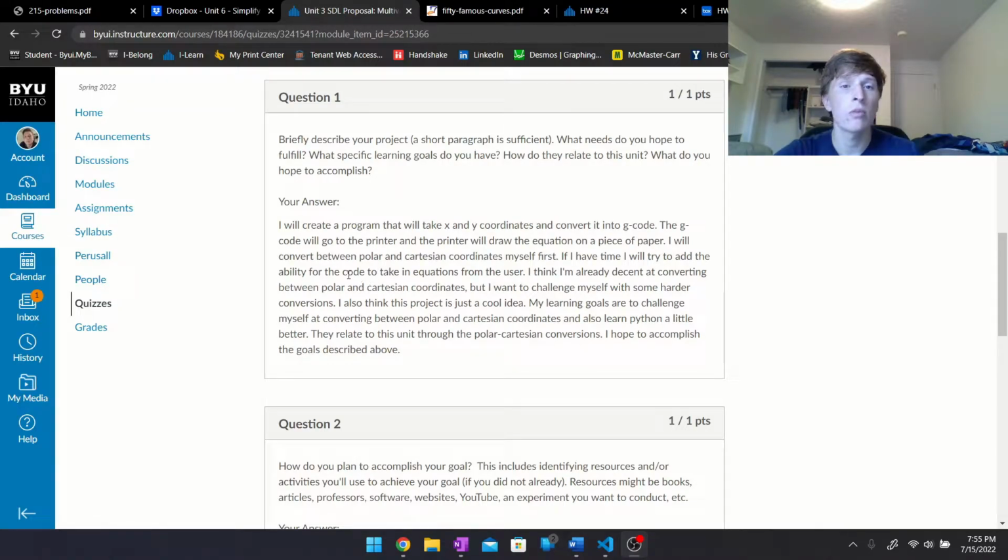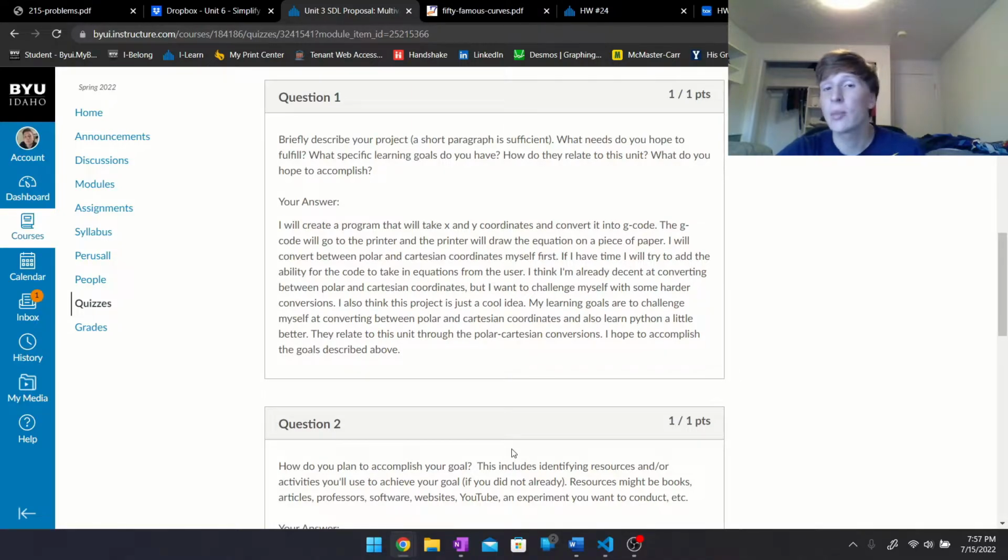Okay, so my goal for this project was to get my 3D printer to basically print polar functions. I said in here that I wanted to convert between polar and Cartesian equations, but I only ended up converting from polar to Cartesian, not Cartesian to polar. My learning goals were to challenge myself at converting between polar and Cartesian coordinates. Again, I only converted from polar to Cartesian, not between the two. And also to learn a little bit about Python on the way.